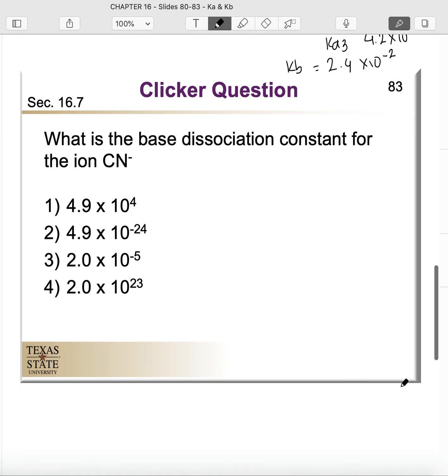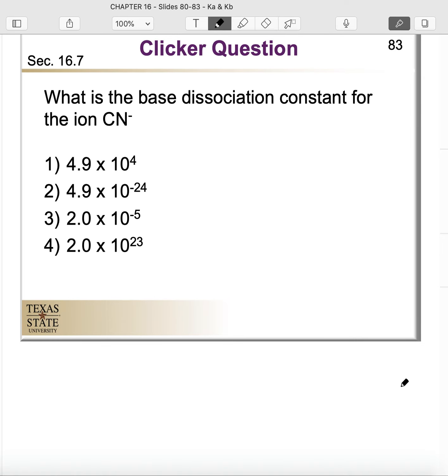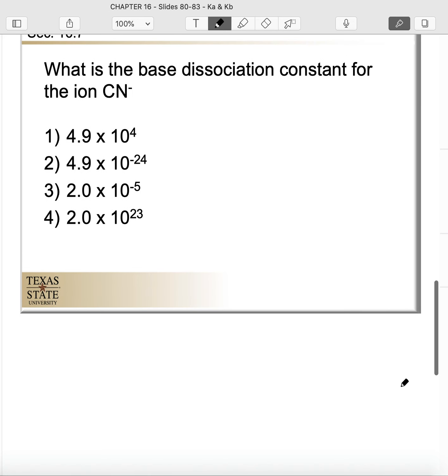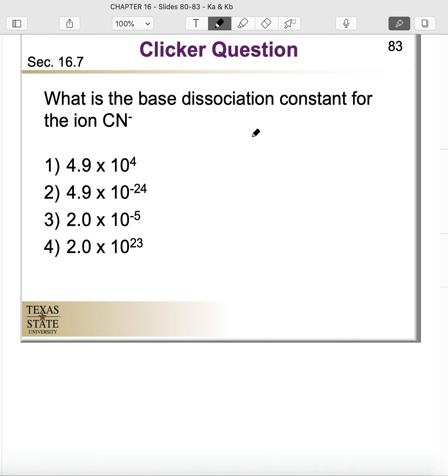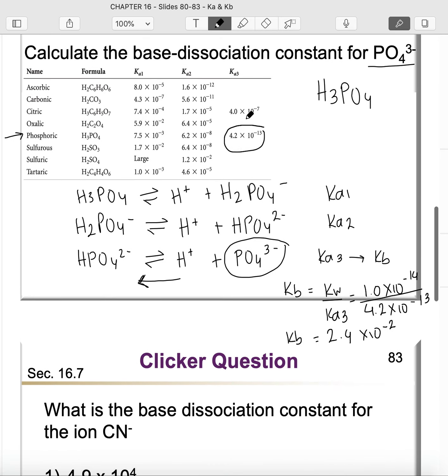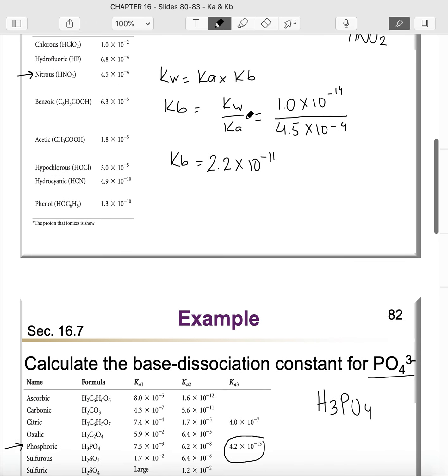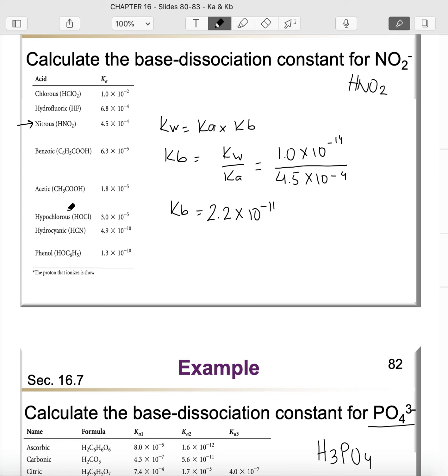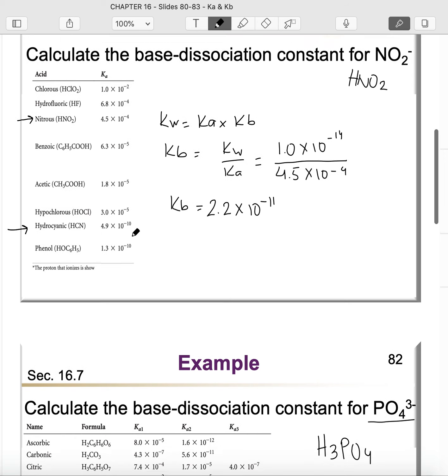All right, clicker question for you guys. What is the base dissociation constant for the ion CN minus, or cyanide? So what would you do in this case? Of course, you need a little bit more information. You should go back 2 slides to the table and look for the Ka of the hydrocyanic acid. So if we go back, not to this table because this one has polyprotic acids, but the table before that, in here we're going to be able to find hydrocyanic acid right here. And notice that the value is 4.9 times 10 to the minus 10.